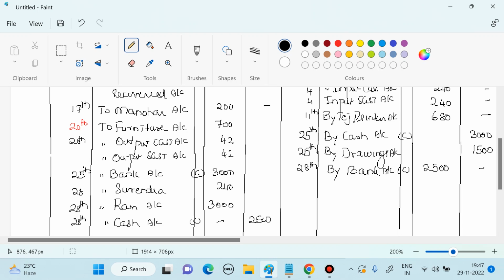The next transaction is on April 30th. Interest on overdraft debited by bank, 375. We saw that the bank had an overdraft balance, which means Tarun has drawn more than what he had. So obviously he will have to pay interest on the amount he has overdrawn, and the bank has charged 375 interest. It is an expense, so interest would be debited and bank would be credited. So on 30th, you would write by interest account, amount of 375, in the bank column. Clear?